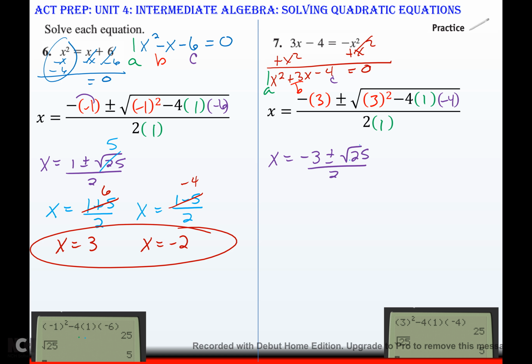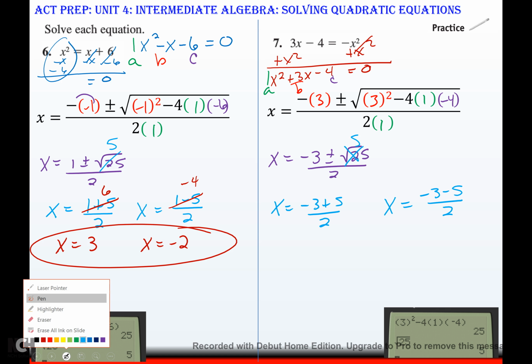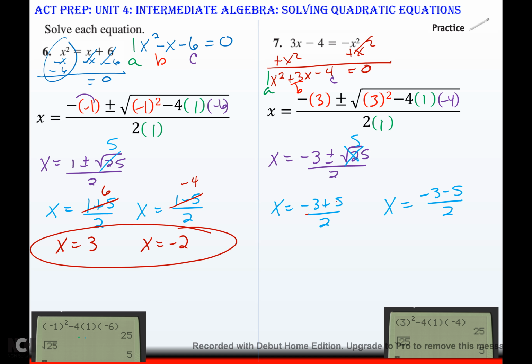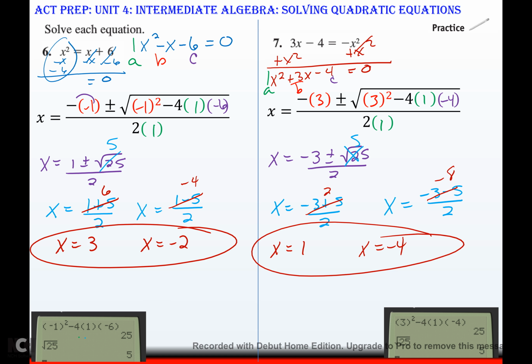The square root of 25 is 5, so my two solutions are negative 3 plus 5 divided by 2, and x equals negative 3 minus 5 divided by 2. Simplifying those, negative 3 plus 5 is 2, 2 divided by 2 is 1. Negative 3 minus 5 is negative 8, divided by 2 is negative 4. Those are my two solutions.